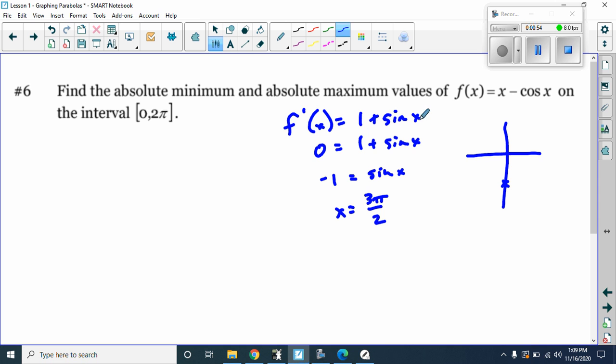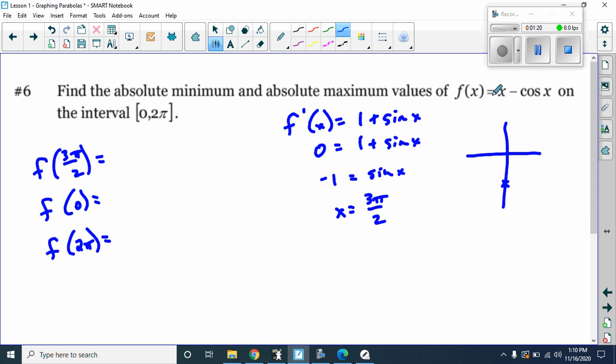I'm not dividing by x at all. Sine is never undefined. So our derivative is never undefined. Our only critical number is 3 pi over 2. So we want to plug 3 pi over 2 into the original function, as well as the endpoints of the interval. So we are plugging in 0, and we are plugging in 2 pi.